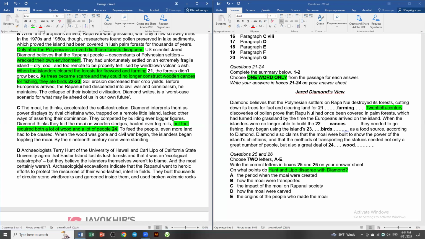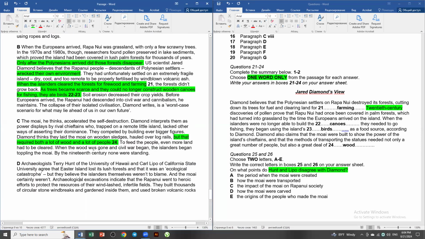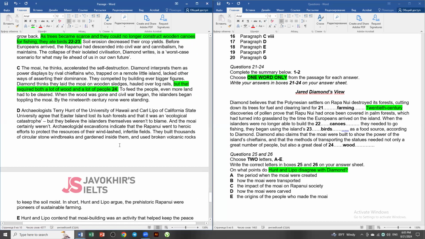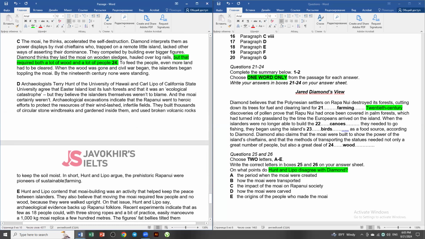So basically, what is it? Moreover, firstly, in paragraph C, they're saying that the Rapa Nui people laid the Moai on wooden sledges hauled over log rails, but that required both a lot of wood and a lot of people. Now, here it says they went to heroic efforts to protect sources of their wind-lashed infertile fields. They built thousands of circular stone windbreaks and gardened inside them and used broken volcanic rocks to keep the soil moist. In short, Hunt and Lipo argued that the prehistoric Rapa Nui were pioneers of sustainable farming.